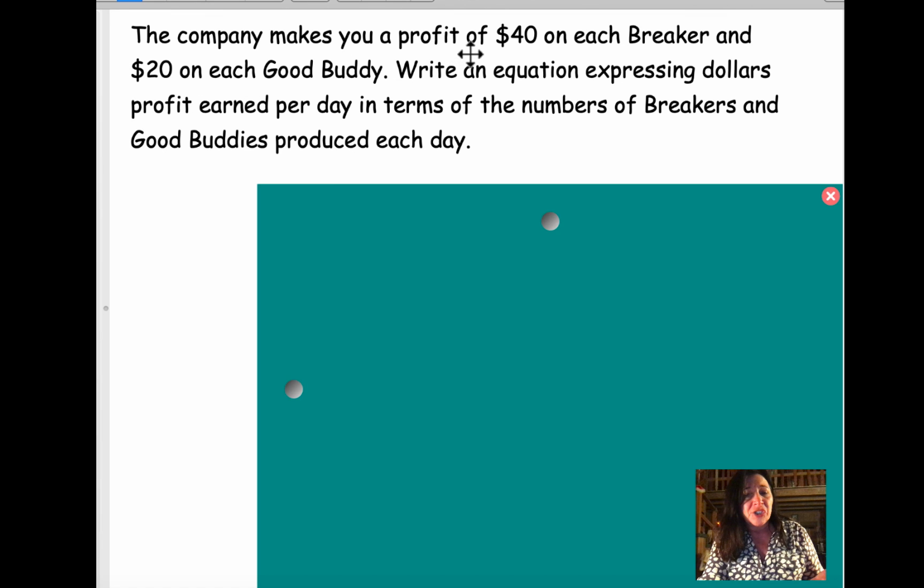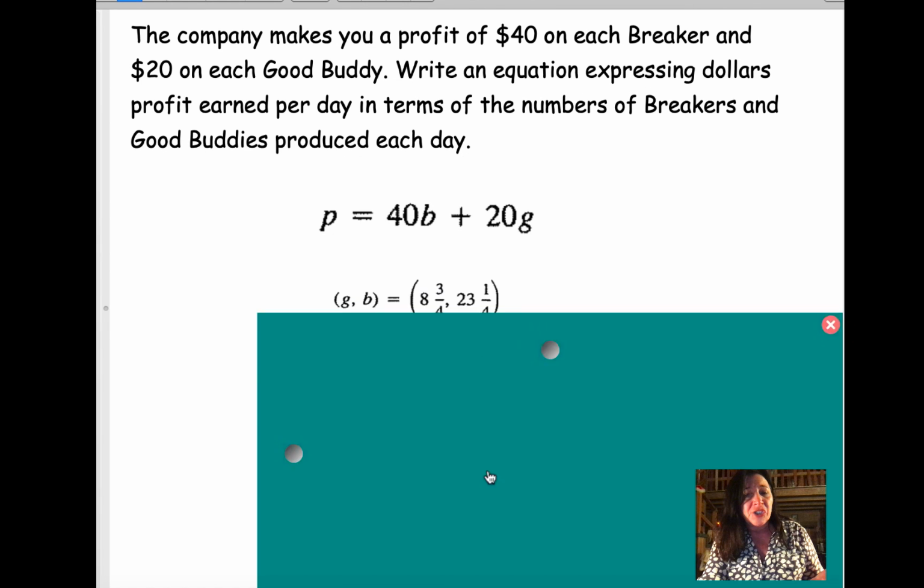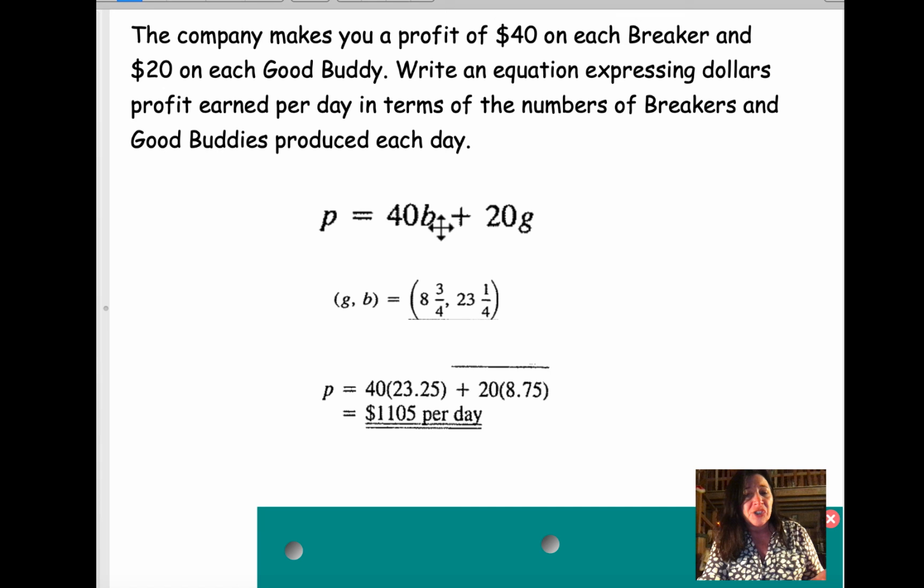It says the company makes a profit of $40 on each breaker, $20 on each good buddy. Write an equation expressing the dollars as your profit. So you've got your equation. You've got 40 breakers, 20 good buddies, and then you take that point that gave you your maximum value on the other side, and you plug it in.